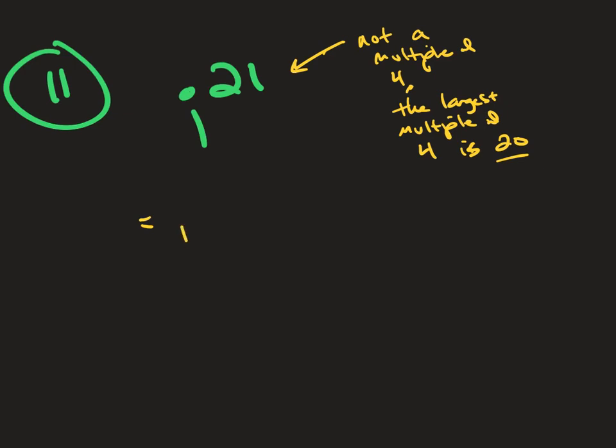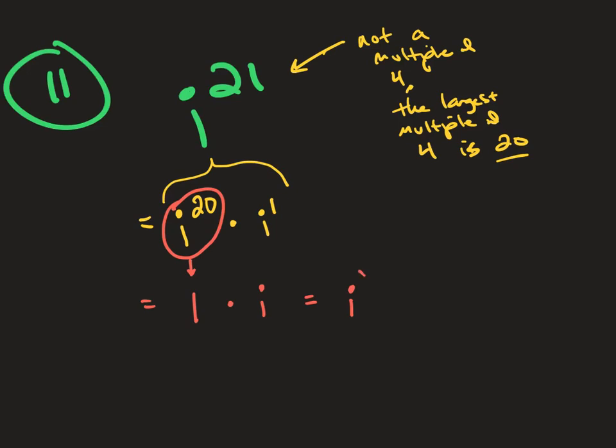So what we can do is rewrite this as i to the 20th times i to the 1st. And that's just derived from that. i to the 20th times i to the 1st is i to the 21st. But this i to the 20th part, we know is 1. So if you replace i to the 20th with 1, i to the 1st, that just stays as i. So we basically got 1 times i equals 1i, or just i.